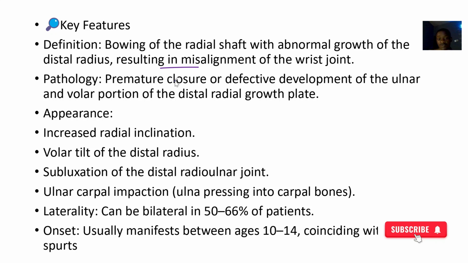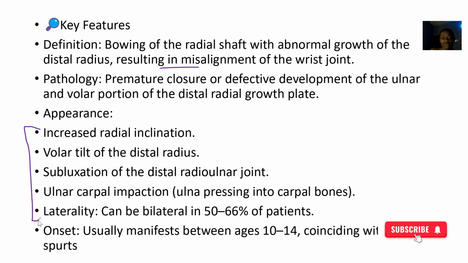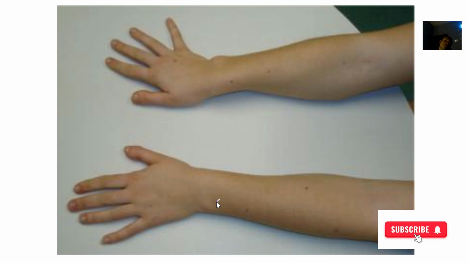So pathology, there's premature closure or defective development of the ulna and the volar portion of the distal radial growth plates. So in appearance, there's increased radial inclination, volar tilt of the distal radius, subluxation of the distal radio-ulnar joint, okay, then the ulnar carpal impaction, you know. So the ulna is pressing into the carpal bones, okay. Seeing how the hand having a Madelung deformity looks like.